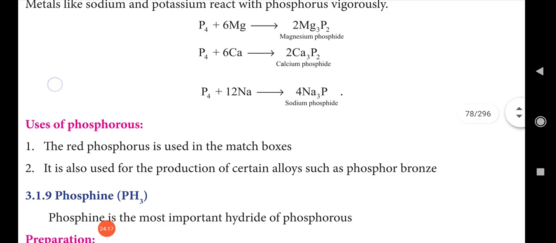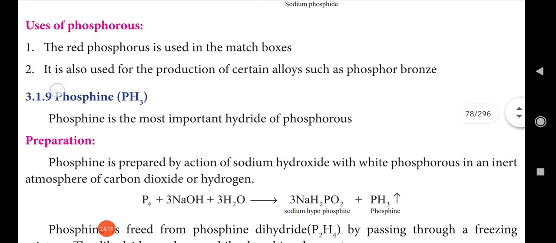Next we discuss about the uses of phosphorus. So phosphorus, mainly the red phosphorus is used in the matchboxes.